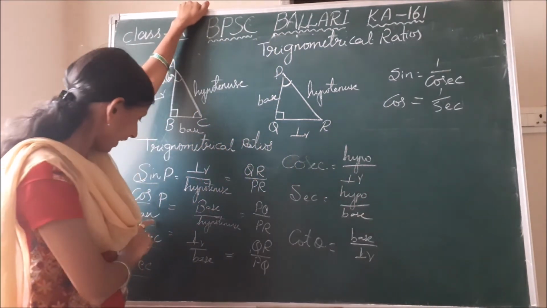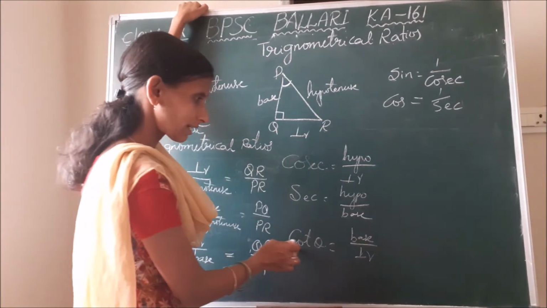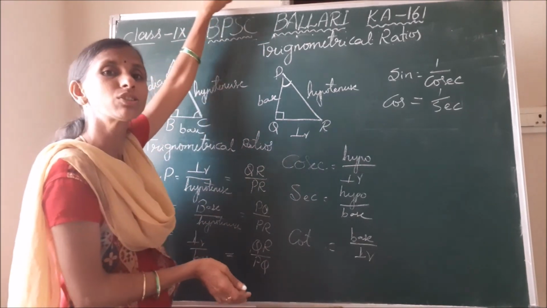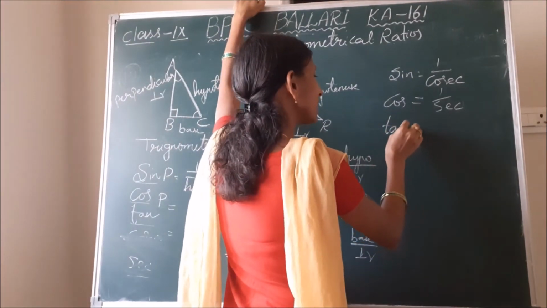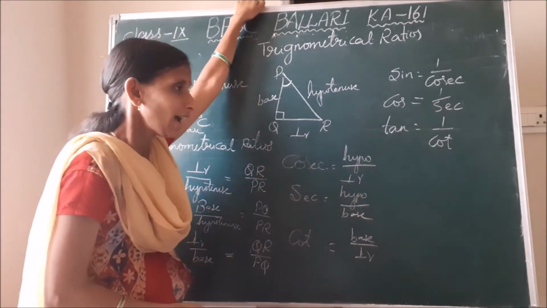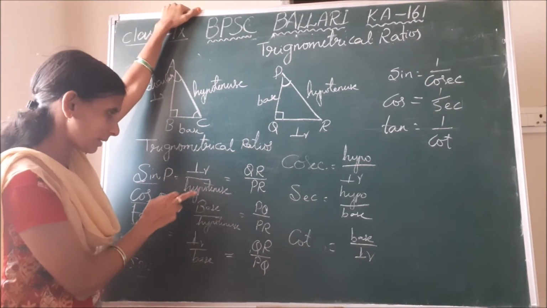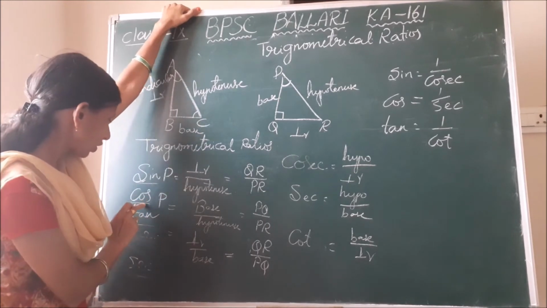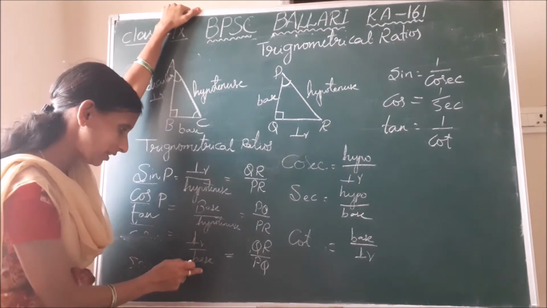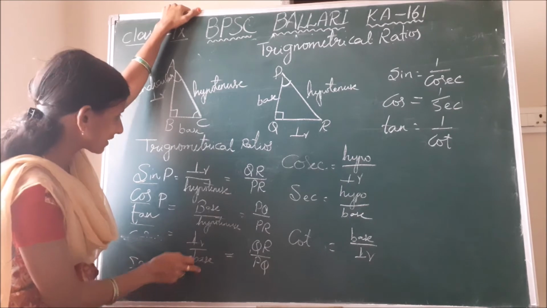Next, tan, you see, tan is equal to perpendicular by base. Cot is equal to base by perpendicular. So these are also reciprocal to each other. So tan is equal to 1 by cot. And here you observe, sin is equal to perpendicular by hypotenuse. Cos is equal to base by hypotenuse. And tan is equal to perpendicular by base.